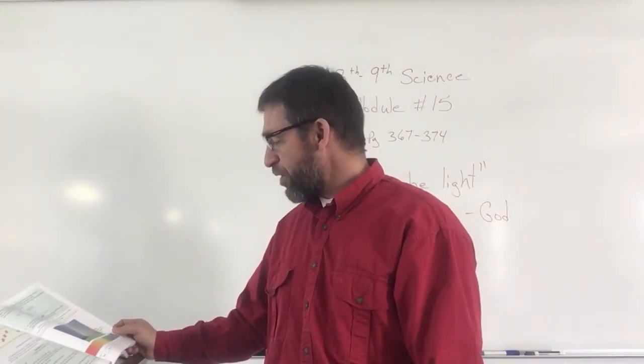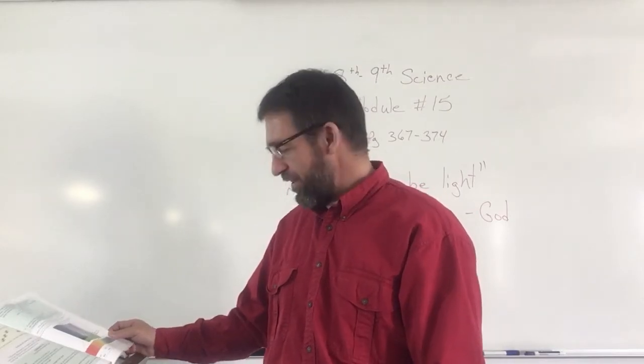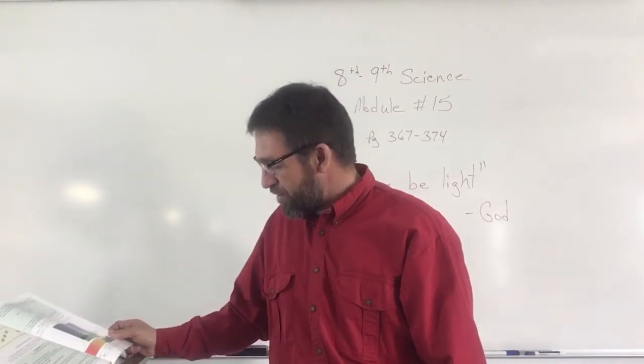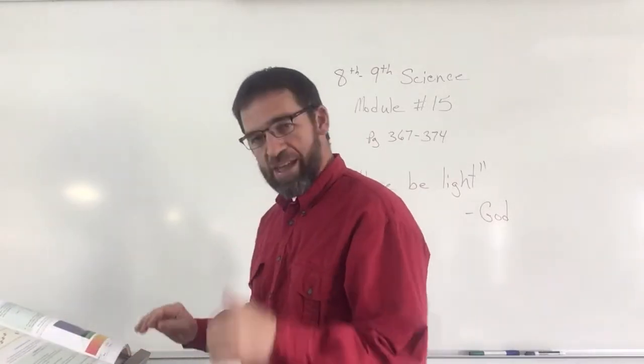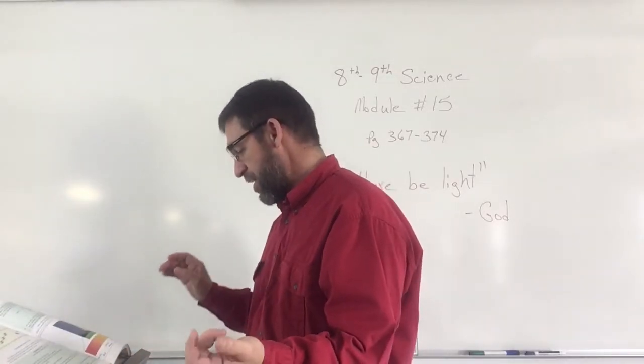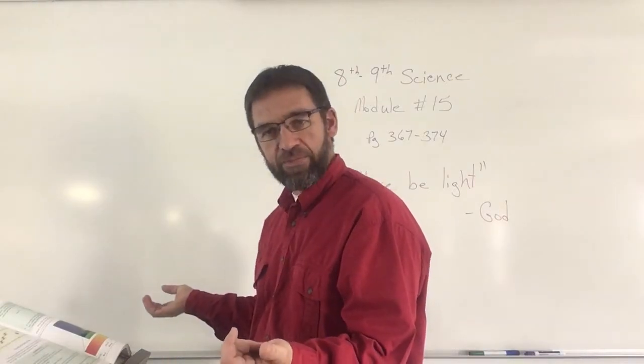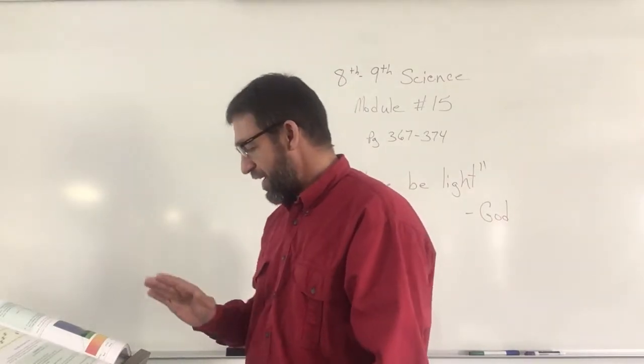In the picture on 15.2, the wavelengths of light, you see the colors of the rainbow magnified. You have red all the way over on the left, and violet over on the right. And in between there, you have all the others.